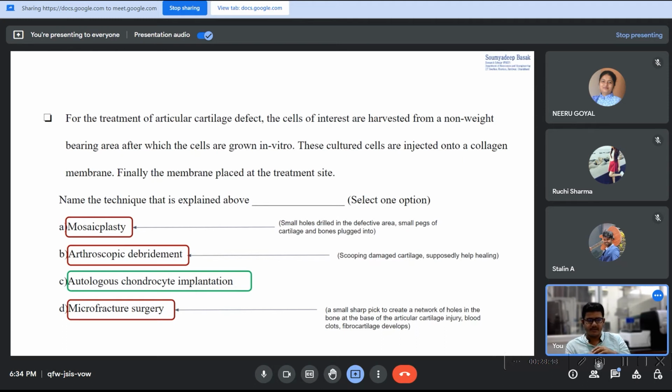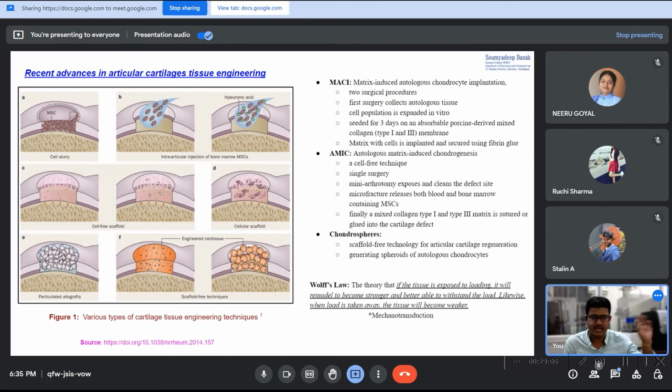Right? When talking about microfracture, blood and cells are involved. When talking about arthroscopic debridement, it's just scooping. Okay? And mosaicplasty, like a mosaic of holes, you are implanting with plugs of cartilage and bone. Right? Relate it that way and remember.